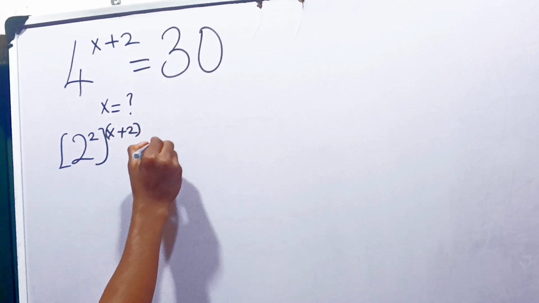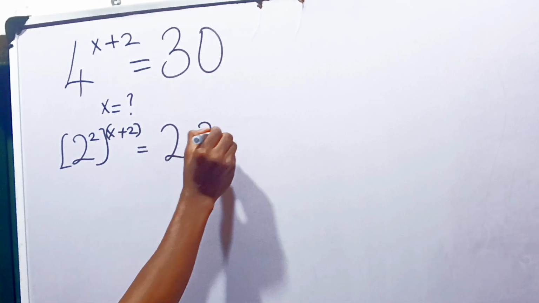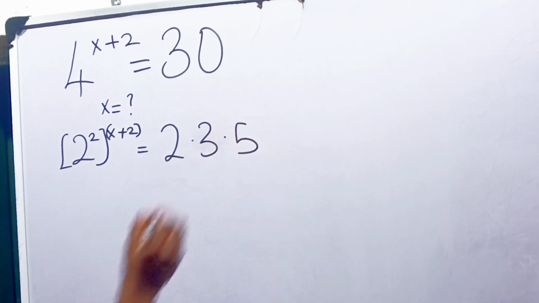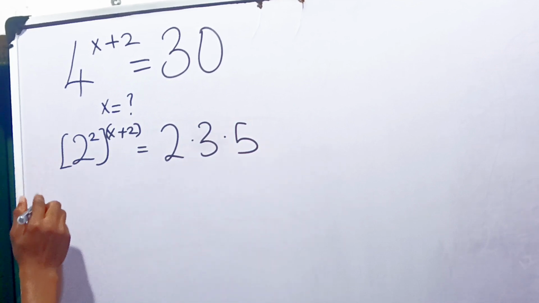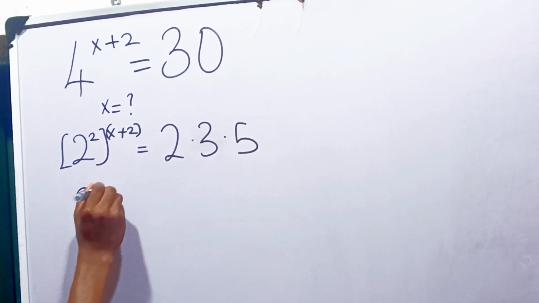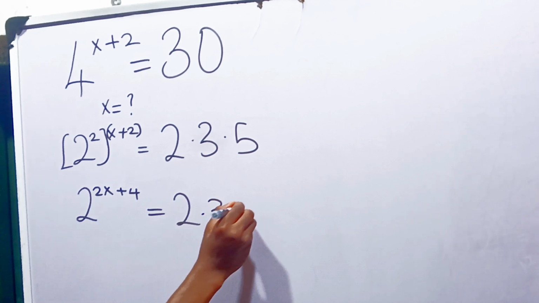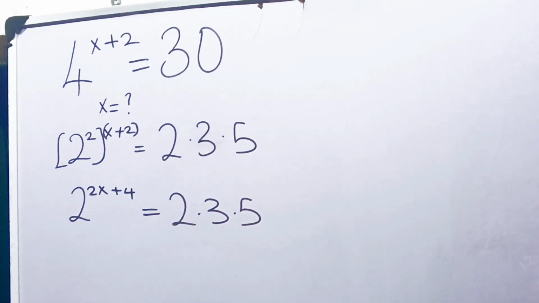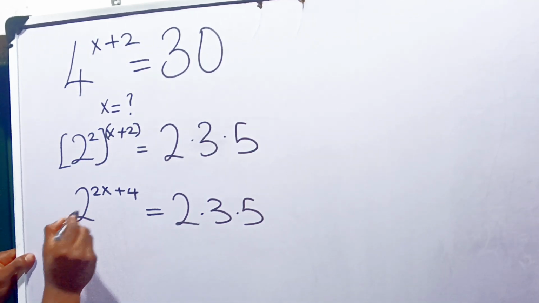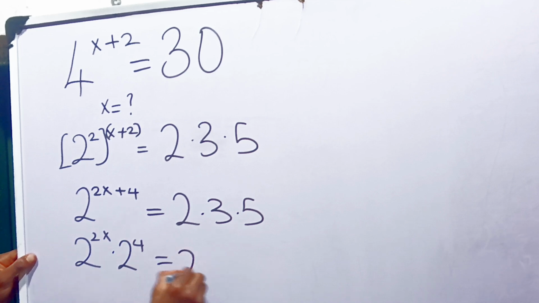is equal to 30, which on the other hand is equal to 2 times 3 times 5, okay? Now, moving on from here, we can multiply this and this. So we have 2 times x is 2x plus 2 times 2 is 4, equal to 2 multiplied by 3 multiplied by 5. Now, you can do something here, okay? Since this is plus, this means that this is 2 raised to the power 2x multiplied by 2 raised to the power 4, equal to 2 multiplied by 3 multiplied by 5.